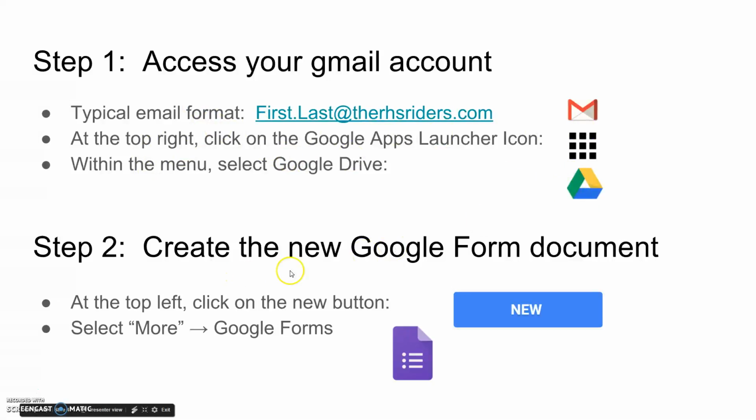The next step is to create the new Google Form document. At the top left, we'll click on the New button, and then we will select More, and we will go to Google Forms. And if this is all going too fast, don't worry, I'll give a live demonstration for how this really looks right now.